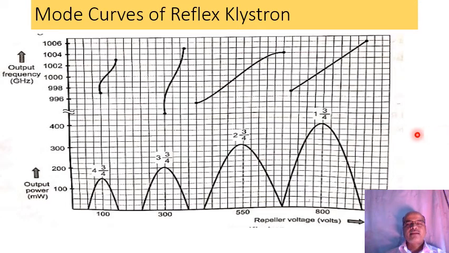In practicals we have studied that when we vary the repeller voltage and the repeller voltage increases, the repeller current also increases, and at some point the current is constant. Again when we increase the voltage, the repeller current decreases. So such a type of curve we can observe in the experiment.